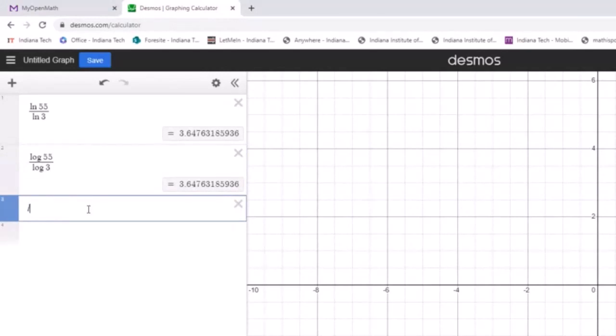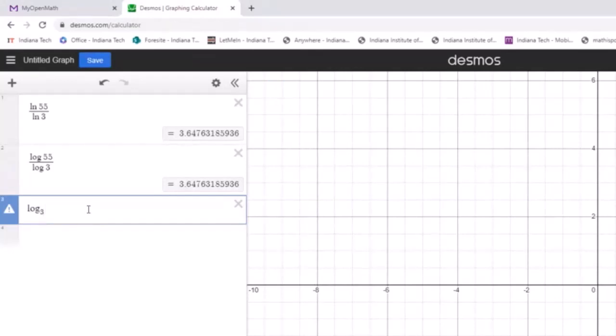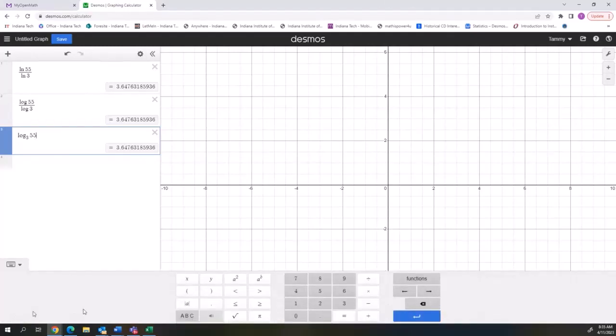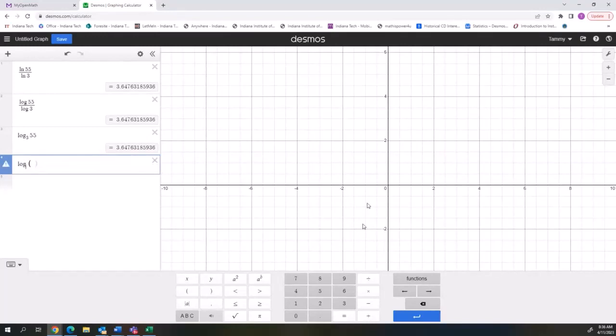Luckily, Desmos is pretty smart, so I could have just said the log. I'm going to do the underscore, which pushes it down, and then my base was 3, and then I hit my arrow over, and I do 55, and I get the same thing. It should also be that if we open up the keyboard, you just go down till you find it. So here's log base a. That brings up a place to put in the base, and then you go over and put 55, and you can see they're all the same. So you have choices. I like choices.